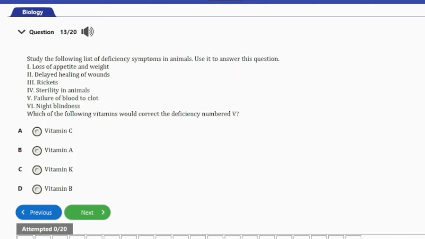Which of the following vitamins would correct the deficiency numbered V? So we have options A, vitamin C, B, vitamin A, C, vitamin K, D, vitamin B. So guys, the answer to this question is option C here, and that's vitamin K. So vitamin K will correct the failure of blood to clot, and that's it for this question. Let's go ahead and consider the next question, guys.